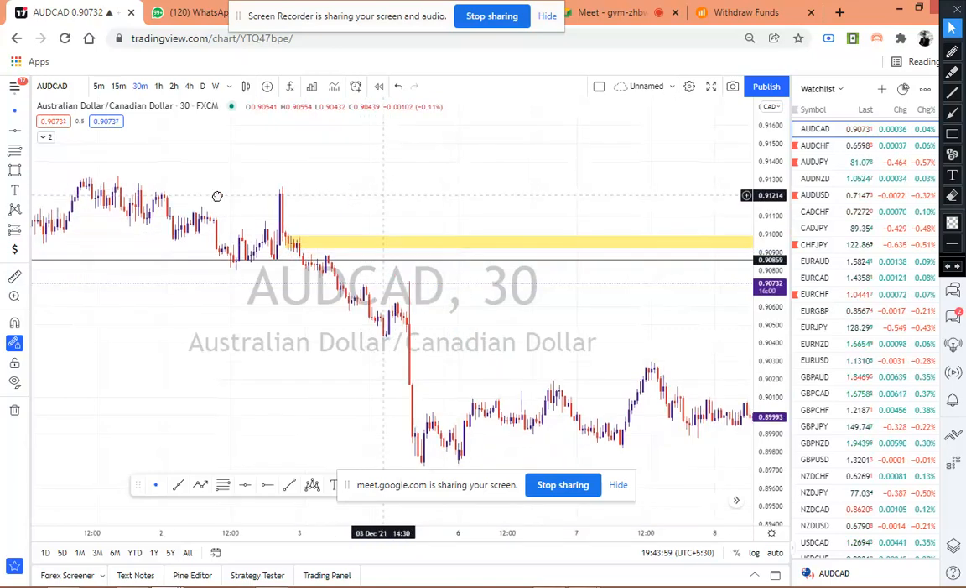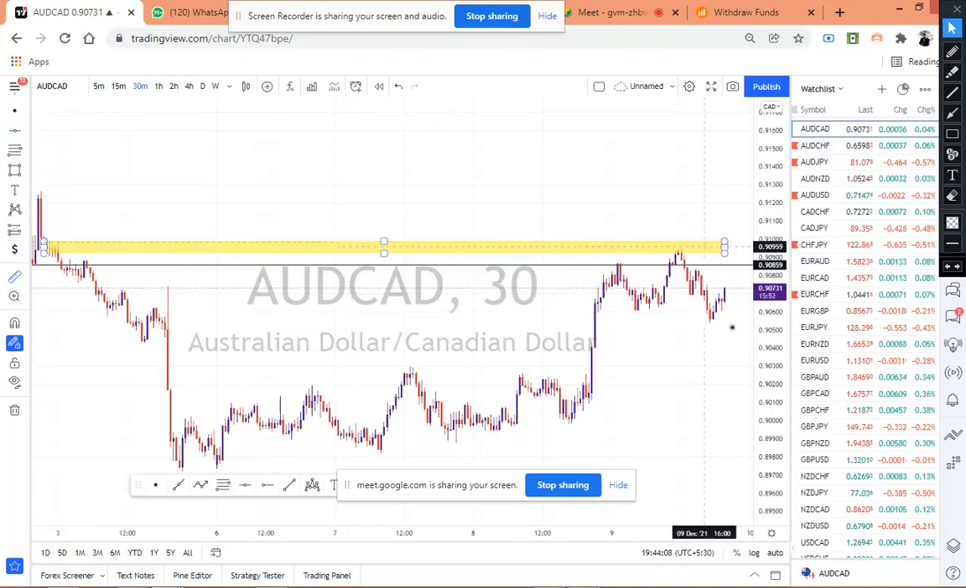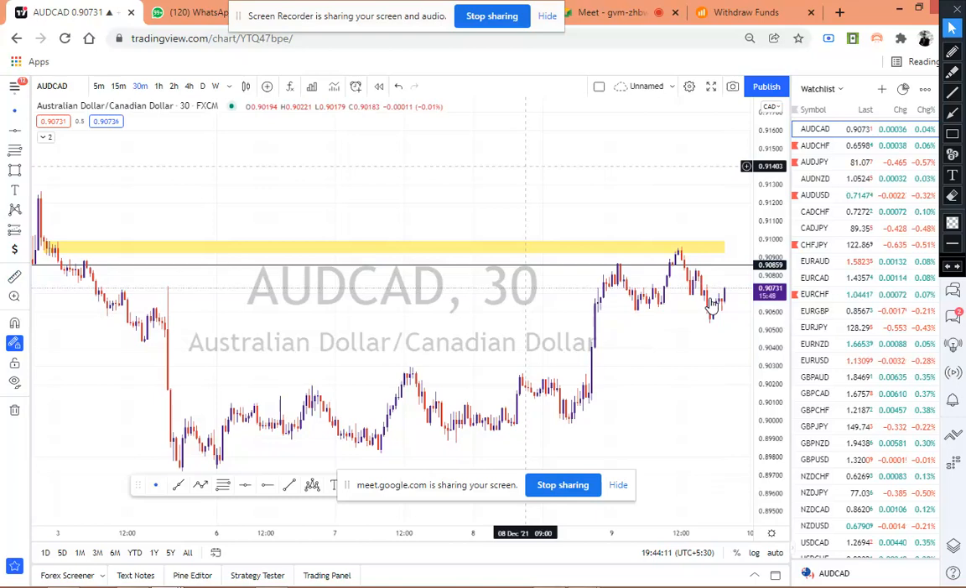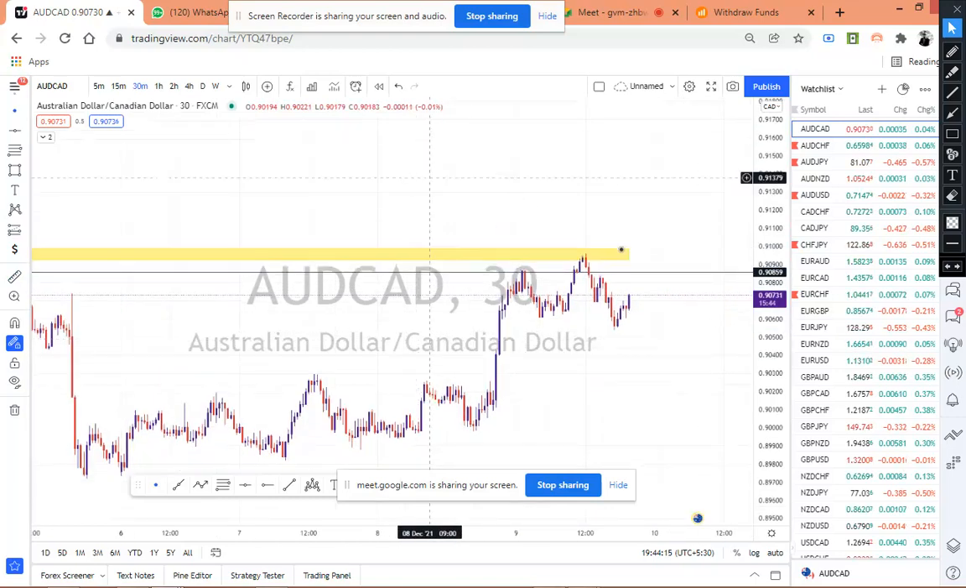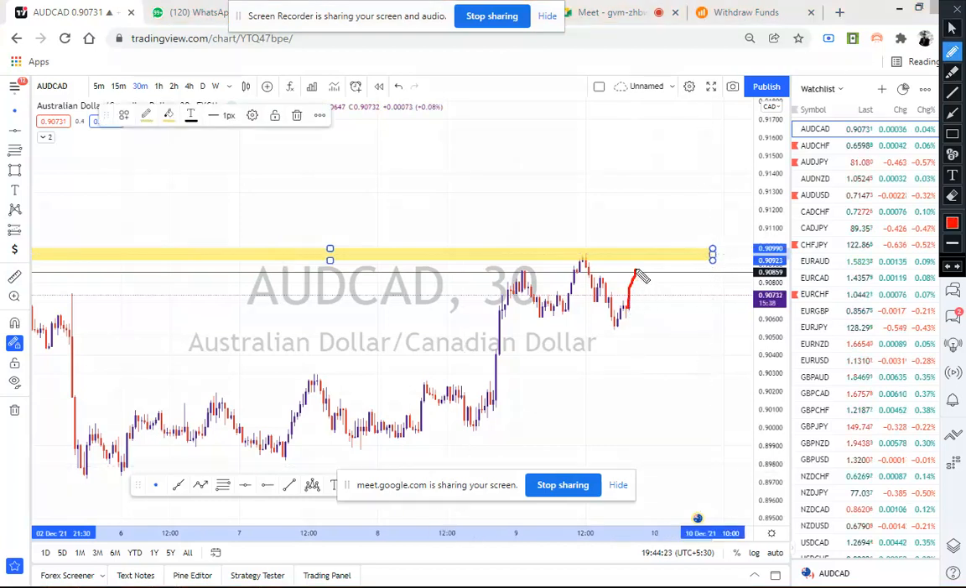Okay, so here we have the supply zone, and see the market touched the supply zone and is moving down. The market has reached about 34 pips. Now it's making some correction back. So what I will wait for is if the market will make some correction back to this level or this, then I'll look for another sell opportunity.